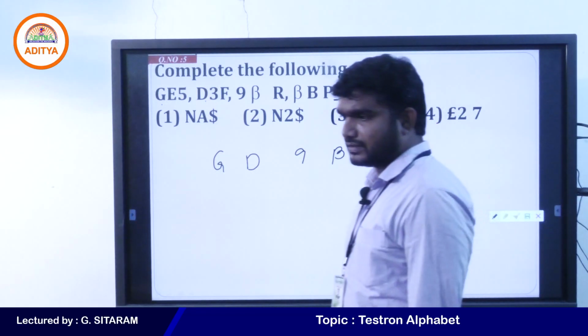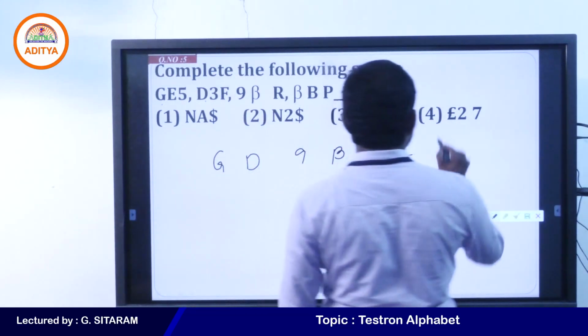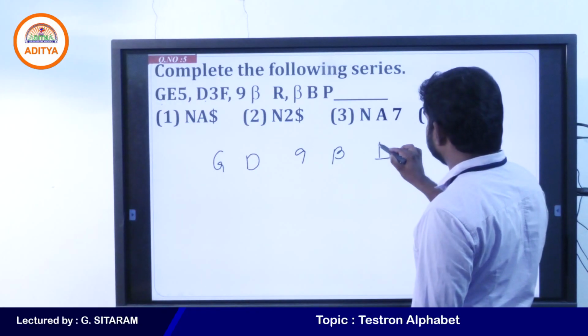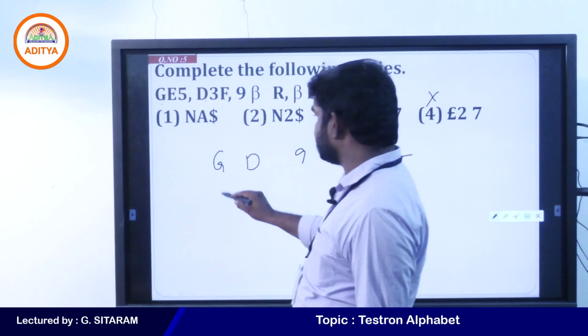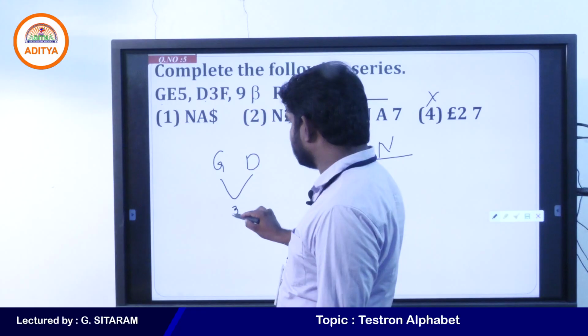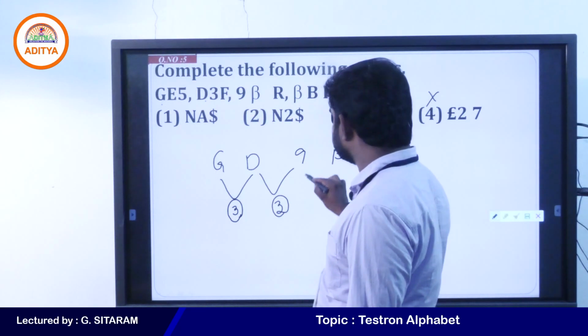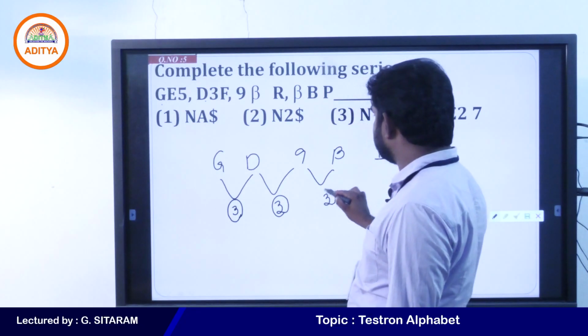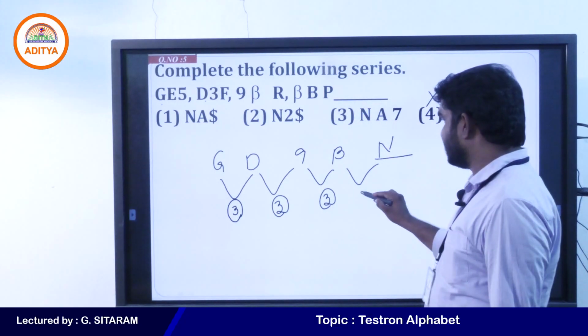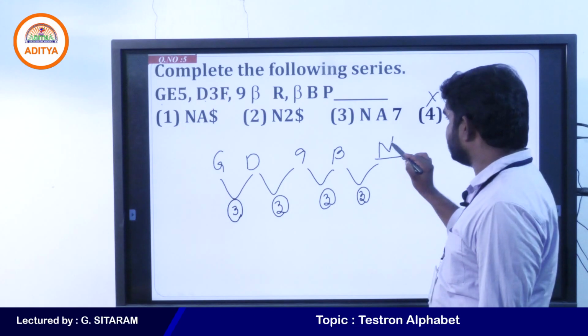How much gap is there? You can eliminate this. The answer should satisfy with n. Here you have omitted 3 letters. In the above sequence, there is a gap of 3 letters, and between D and 9 you have a gap of 3 letters, and between 9 and beta you have a gap of 3 letters, and from beta you can take the 3 letters gap, you can get the value of n.